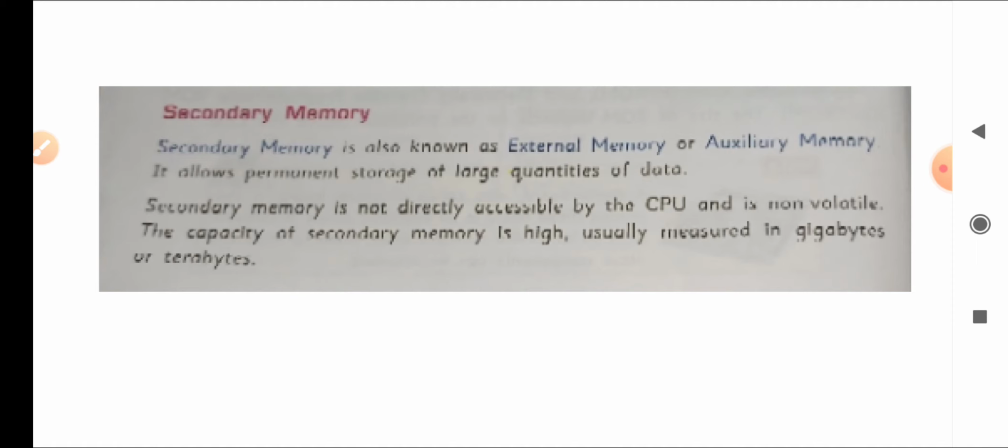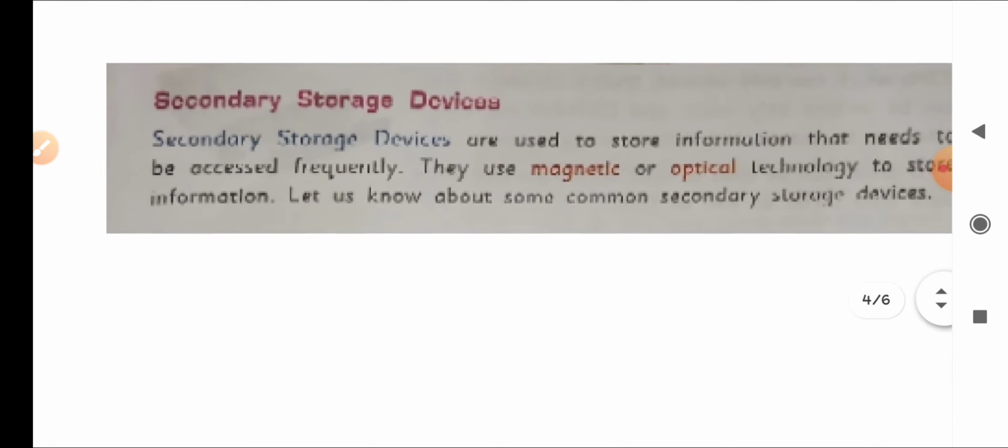The amount of information you can store in it, the size of data, is measured in gigabytes and terabytes, whereas in RAM, in primary memory, we are not able to get much storage capacity. The secondary memory is again divided into secondary storage devices. So here we'll see secondary storage devices.